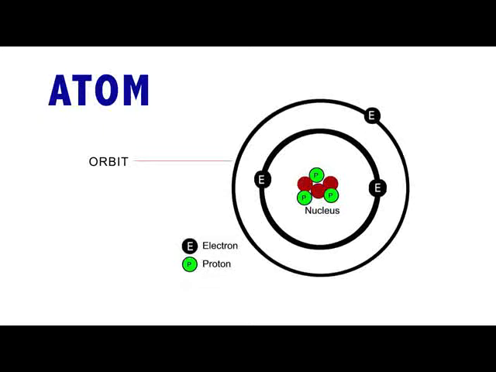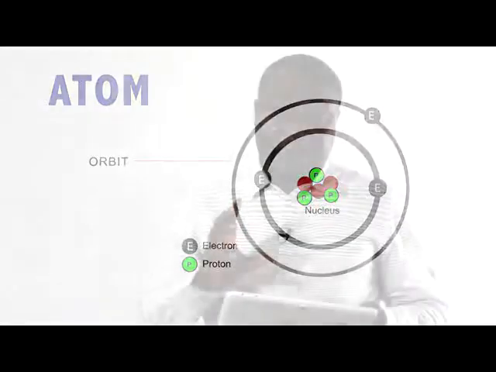In the middle of the circle, we have what is known as the nucleus. In the nucleus, you have the proton. Now, from these three particles I've explained to you, that's the electron, the proton, and then the nucleus.